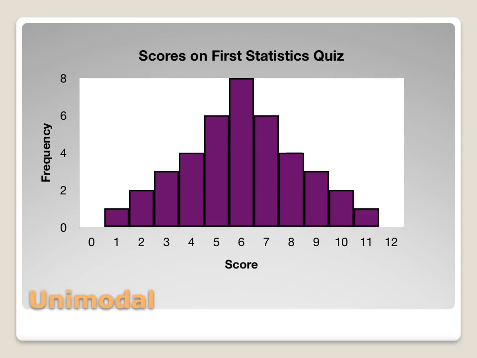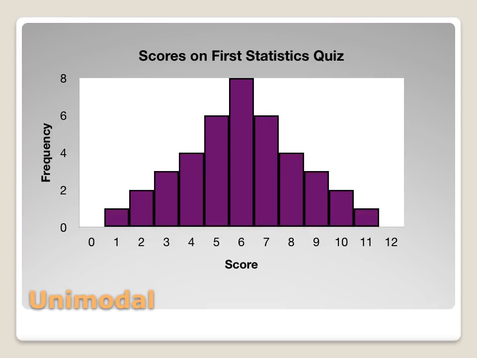When it comes to mode and distributions, we can describe different distributions using different terms. If a distribution of scores has one mode, like in this example, it's called a unimodal distribution. So here is a unimodal distribution of scores on the first statistics quiz. It has one mode, therefore it's unimodal. In the previous example, we also got one mode. That mode was 3. And in that case, it is also a unimodal distribution.